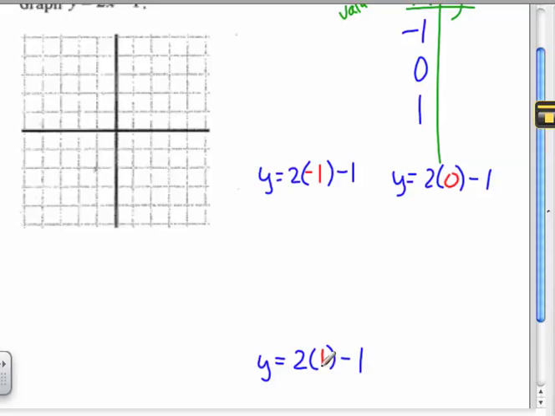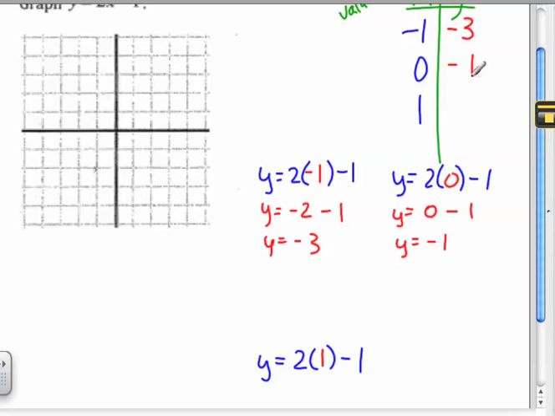Do you see when I plug in the x, it's going to spit out a y? Do you see why we call x the input? I'm putting in an x, and it's going to give me a y. All right, good. Let's see. This first one, y is equal to -2 minus 1. Y is equal to -3. So when x is -1, y is -3. For this next one, y equals 0 minus 1, y equals -1. So when x equals 0, y equals -1.